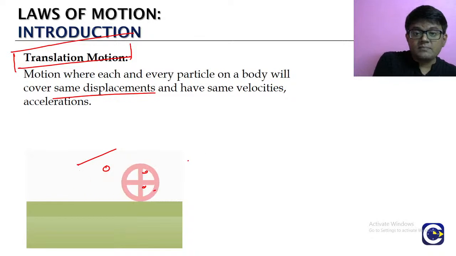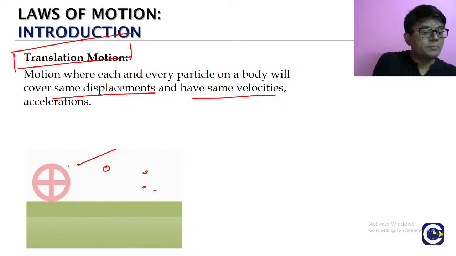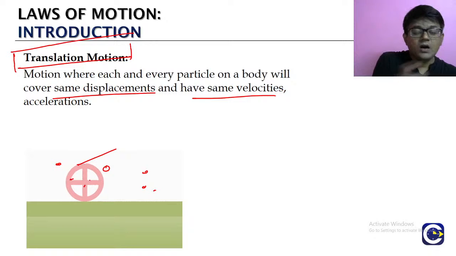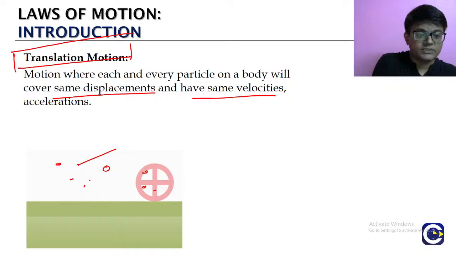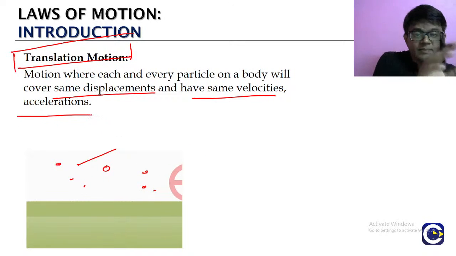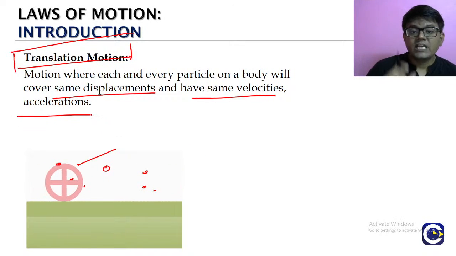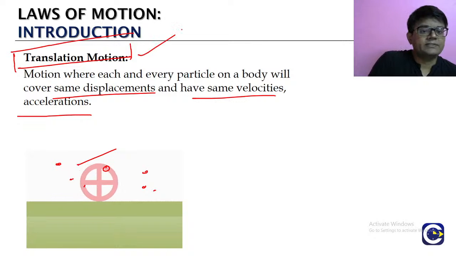If it is covering the same displacement in a given time, what does that mean? They will have the same velocities. You take any point on the wheel, all of them are going to cover the same displacement in a given time, which means they will have the same velocities and also the same accelerations. This type of motion is what we call translation.